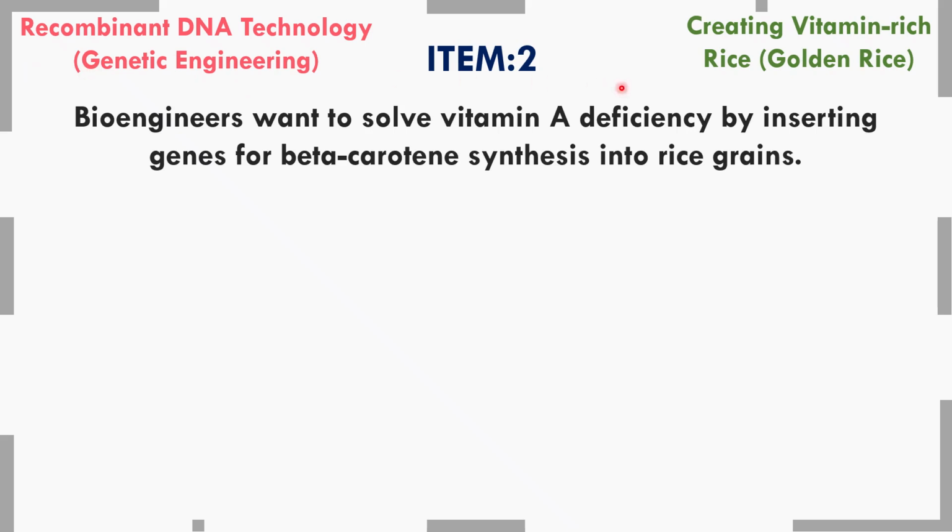Let's now look at creating vitamin-rich rice, golden rice. We are still looking at recombinant DNA technology, genetic engineering. Item 2. Bioengineers want to solve vitamin A deficiency by inserting a gene for beta-carotene synthesis into rice grain.